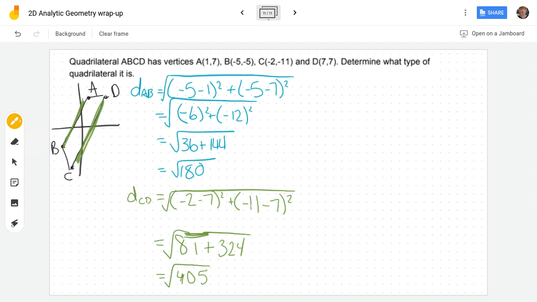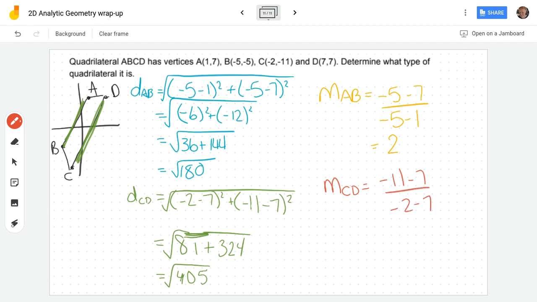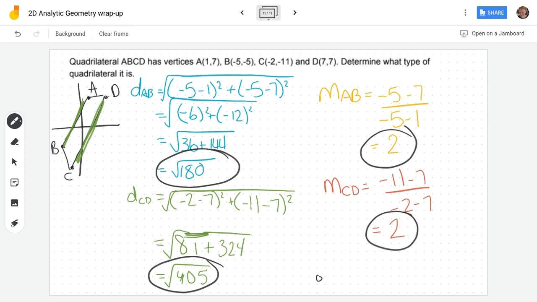Okay, so the slope of AB is -12 over -6, so 12 over 6 will give us 2. And the slope of CD is negative 18 over negative 9, which will also give us 2. So these slopes are the same. So because these are different side lengths, and because the slopes are the same, this is in fact a trapezoid.